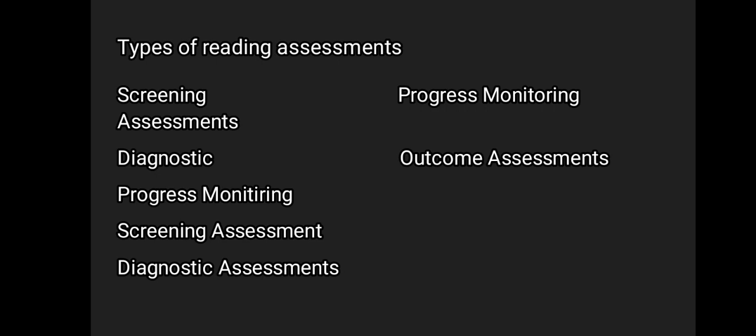For screening assessment, for example, you need to indicate there what your purpose is, when you will conduct it, and for whom. For example, your purpose is to determine children who are likely to require additional instructional support.